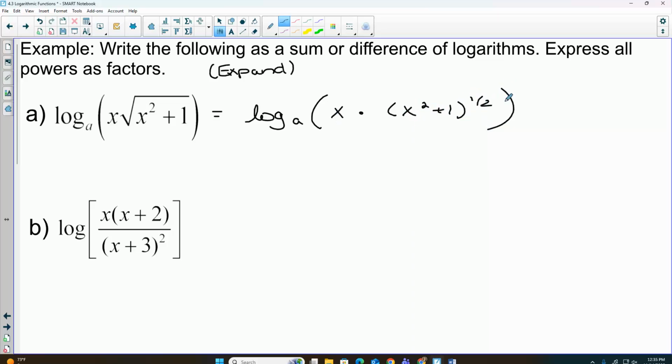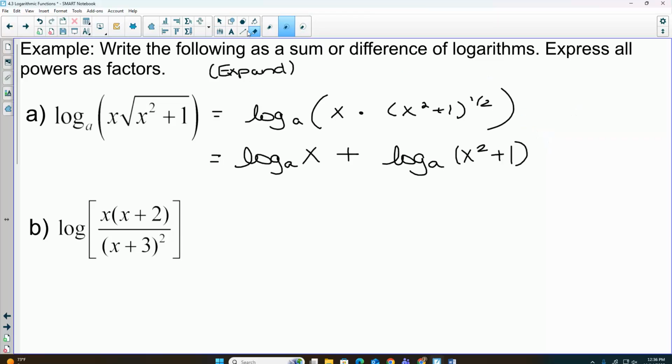So I have the log of things being multiplied together. How do I break those apart? Addition. So it's log base A of x plus log base A of x squared plus 1 to the 1/2 power. Now, what else can we do? The 1/2 can come down in front. That whole thing is to a power, so I can bring that whole power down.